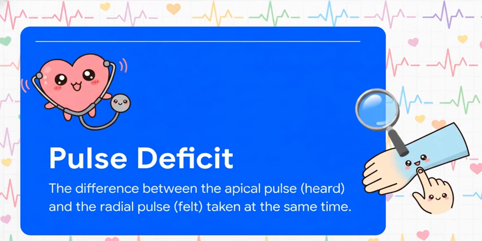Here's a really important concept: pulse deficit. This is what you have when the apical pulse you hear with your stethoscope is faster than the radial pulse you feel at the wrist. It means the heart is beating, but some of those beats are too weak to send a strong enough wave of blood all the way to the wrist. This often tells us the heart isn't pumping efficiently.